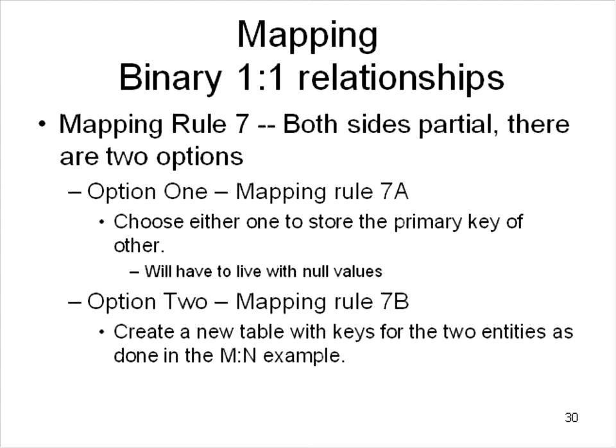Okay, now mapping binary one-to-one relationship with both sides partial. There are two options. Option 1, mapping rule 7a, we choose one side to store the primary key of the other. And in this case, we do not really know, since both sides are partial, your guess is as good as mine. And it doesn't matter which side we take the key and put on which other side, you might have to live with null values either way.